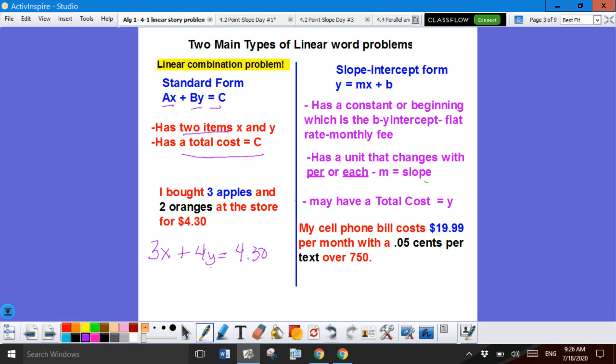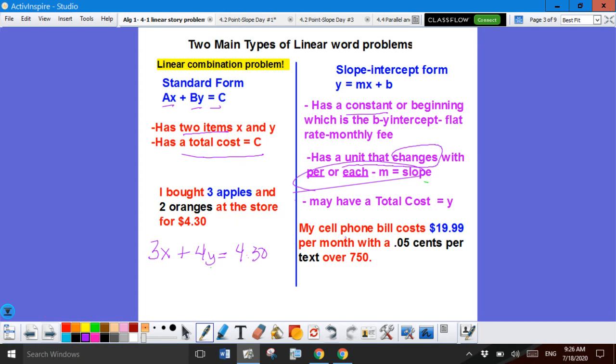The slope-intercept form is a y equals, okay? It's going to have your constant, or the beginning, and then it's going to have something that changes. And you're going to be looking for words like per, each, and every, okay? Per, each, and every. And sometimes it has a total cost. And that is going to be your y.